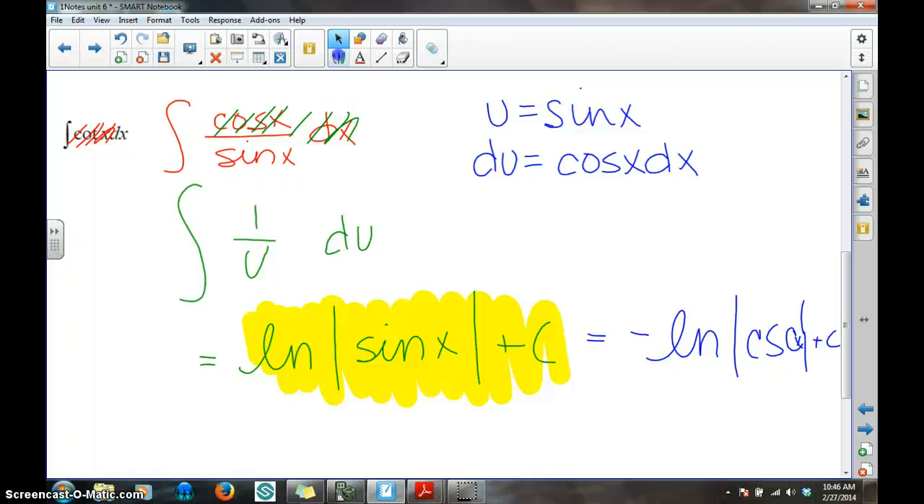Pretty easy? Okay, two new integrals for you to memorize. Add them to your cheat sheet, and then flip backwards a page.